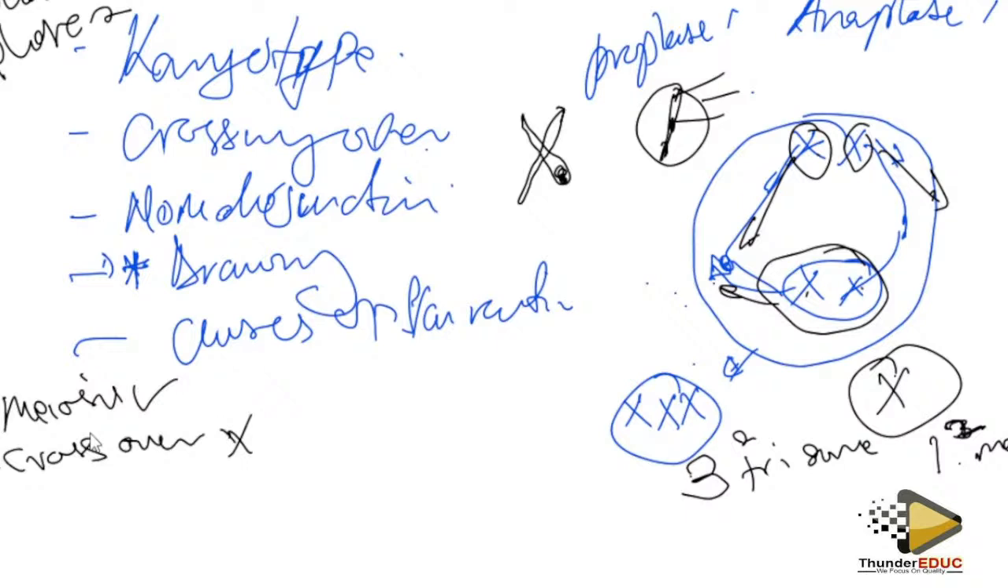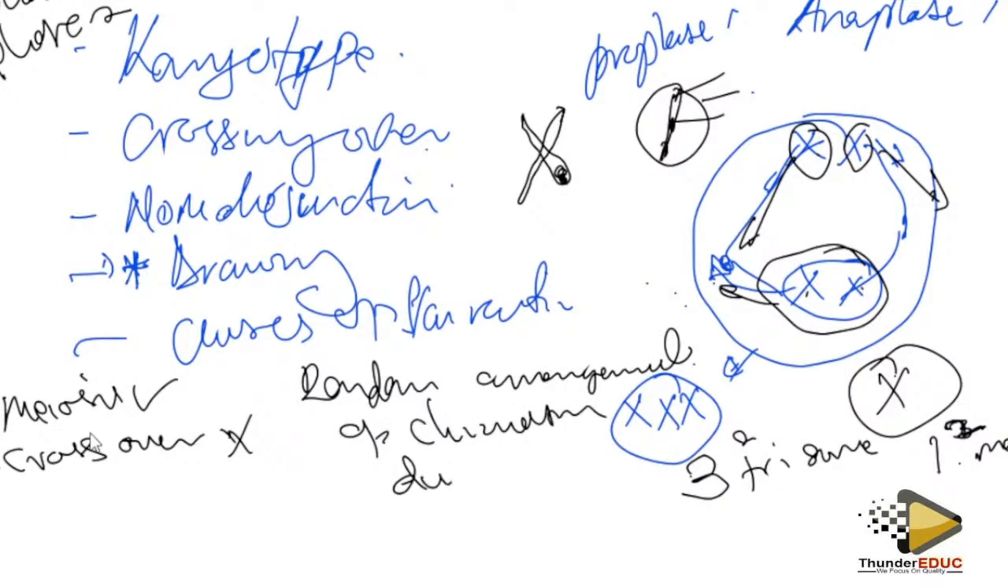Then it's going to say random arrangement of chromosomes during metaphase. We're going to say yes, but no. Why are we crossing it out when it's correct? It's because you mentioned meiosis here, and meiosis involves crossing over and random arrangement of chromosomes. So if they ask you this question, please remove meiosis. Don't think about meiosis. Then you talk about crossing over and random arrangement of chromosomes.